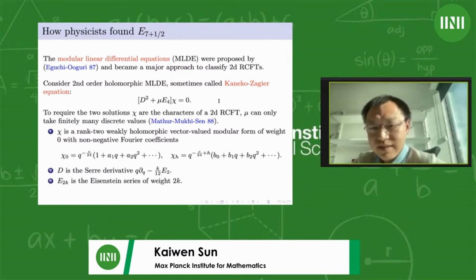What Masamichi Sen found is that to require the solution chi as the characters of 2D rational CFTs, this coefficient mu can only take a finite number of discrete values. Here D is the Serre derivative, which maps a weight k modular form to a weight k plus 2 modular form, and E_2k is the Eisenstein series of weight 2k. We will require the two characters to have a form where there is a unique vacuum, and all the Fourier coefficients should be non-negative integers. By these conditions, Sen determined that there are only 10 possibilities.